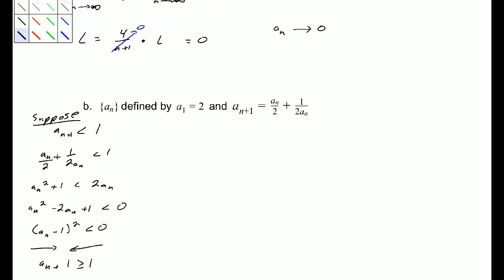Or, yeah, I need to write that differently. A_{n+1}, that term of the sequence, is always greater than or equal to 1. So let's use that fact. That means it's bounded. Bounded below by 1. That's important for our monotone convergence. Next we need to show that it is decreasing. So I'm going to go ahead and take this fact.